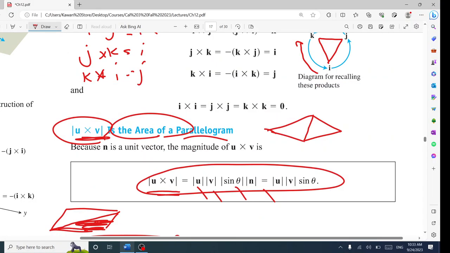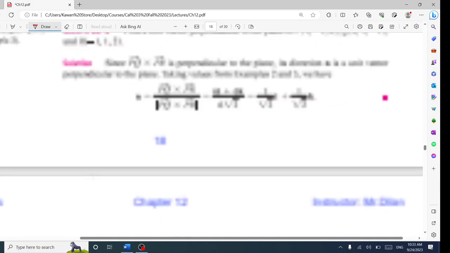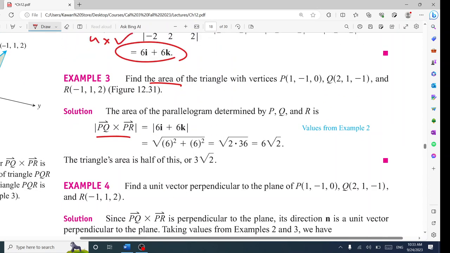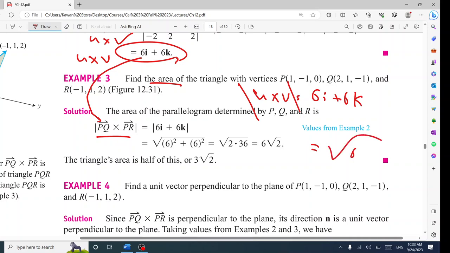Good. So do it. Now, I have U. It depends on the previous example. Example number 3 depends on example number 2. So I'm going to use this result as U cross V. So U cross V is equal to 6i, 6k. Now the length of this will be what? 6 squared plus 6 squared, and I'll get 6 square root of 2. Because I want a triangle, not a parallelogram, I'm going to divide by 2, so 6 divided by 2, 3.